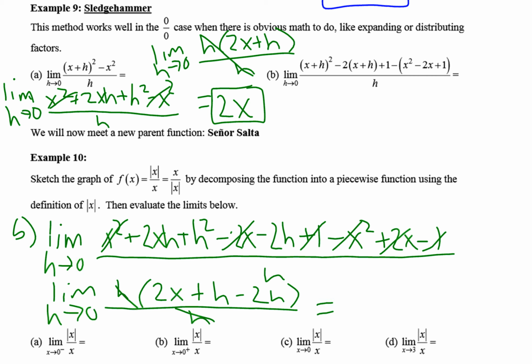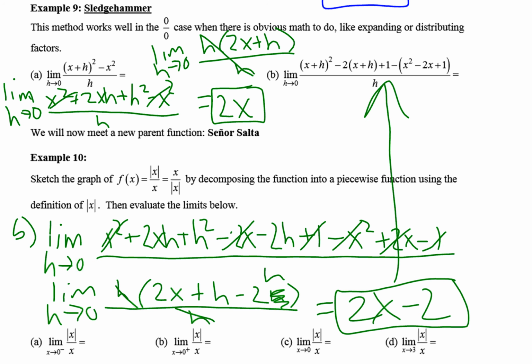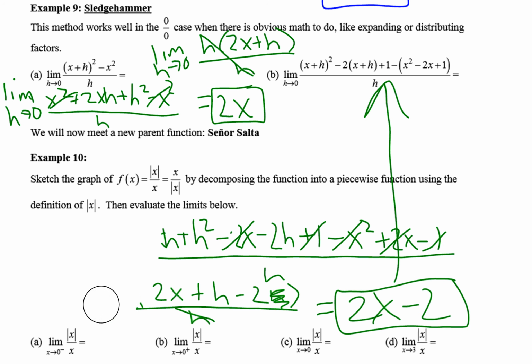We get, cross that one out, sorry. We get 2x minus 2. Another function. I wonder what this could mean. You have to wait till we get to our interpreter section.